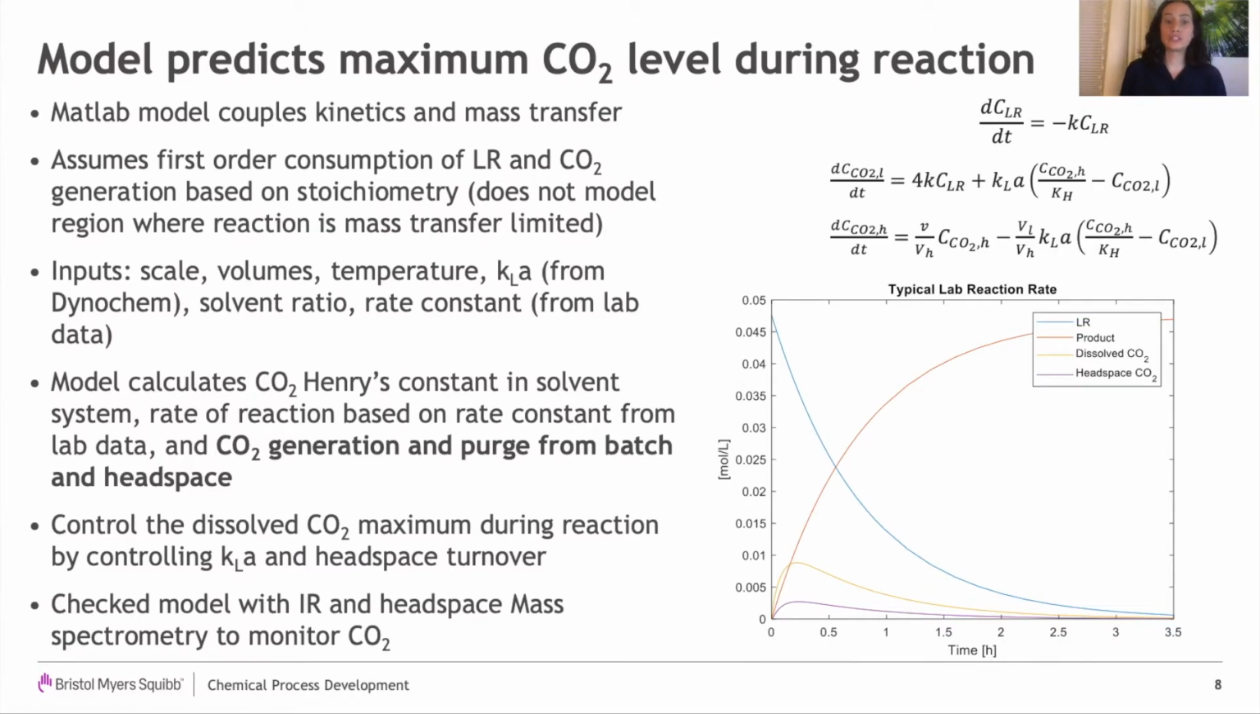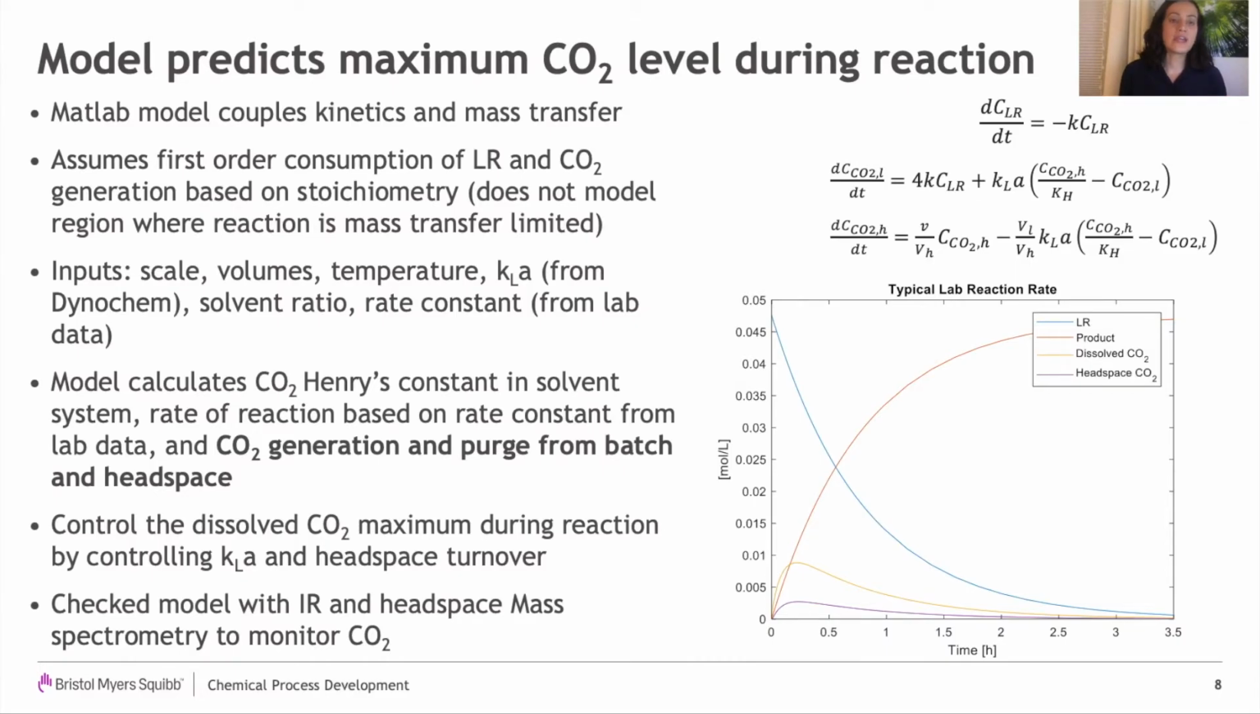It assumes first order consumption of the limiting reagent and carbon dioxide generation based on stoichiometry, which you can see as the 4K in the differential equations over to the right. It does not model the region where reaction is mass transport limited, because in those cases where you have 0th order kinetics, those reactions are way too slow to be practical to us. So we want to stay out of that zone completely through this model.